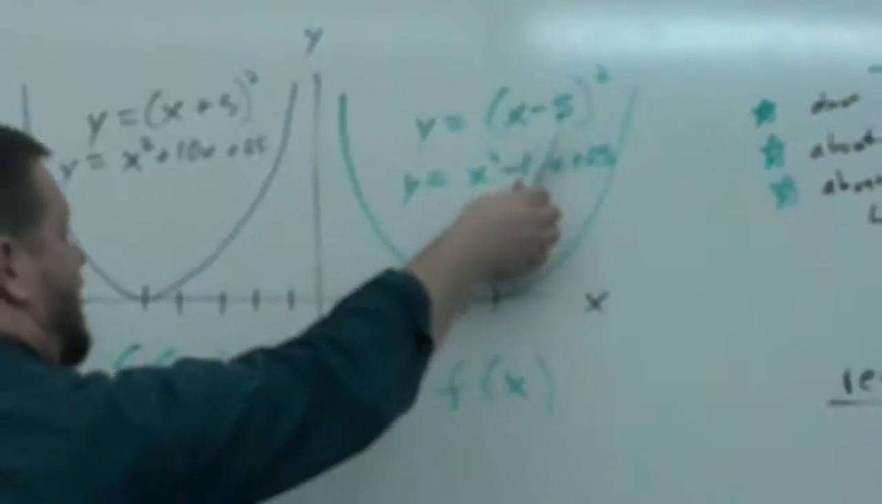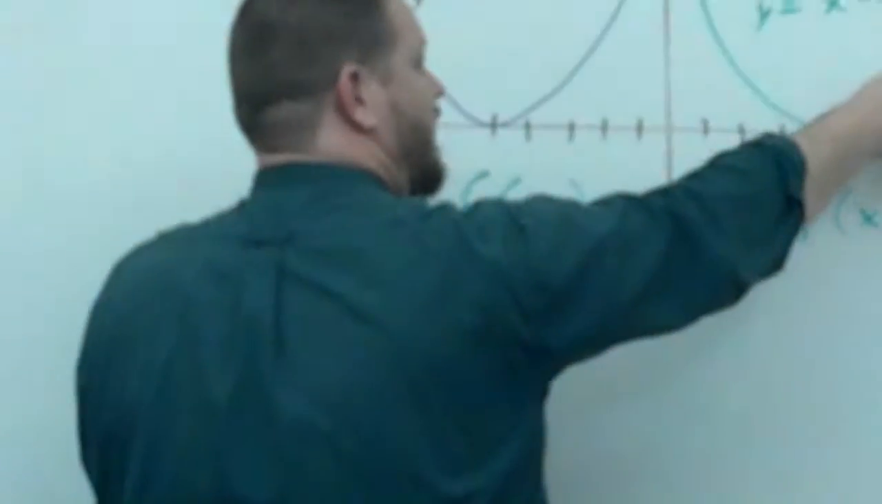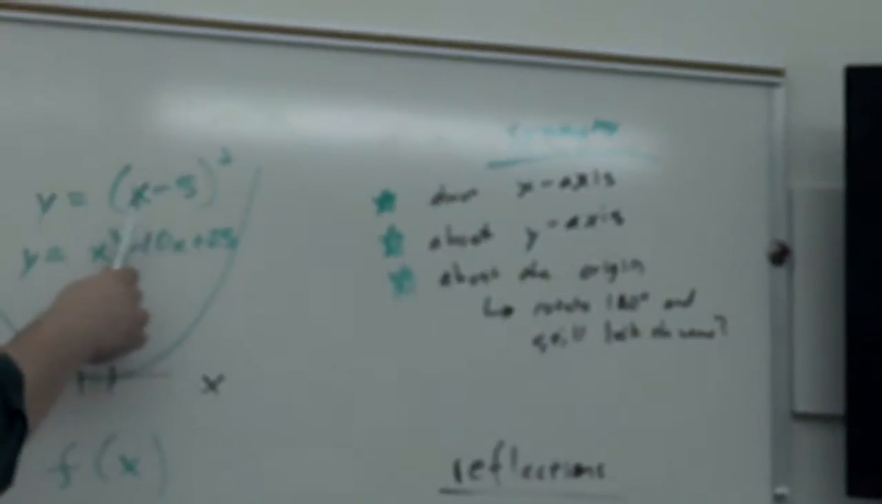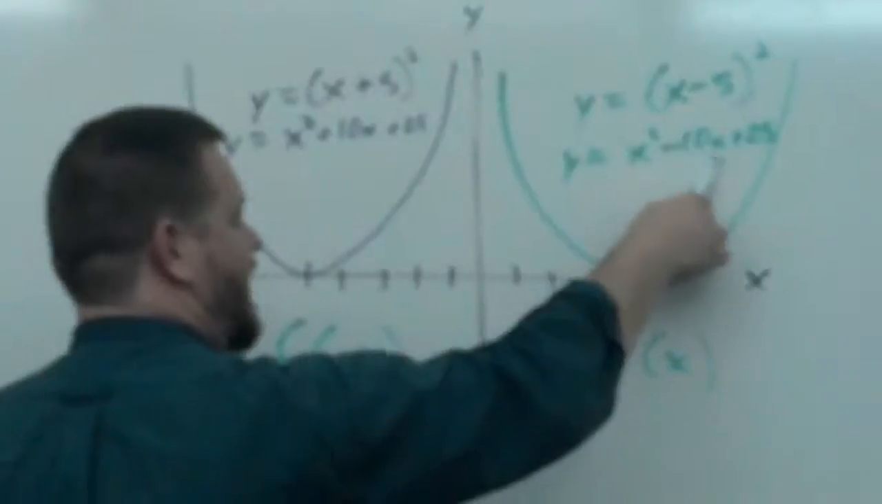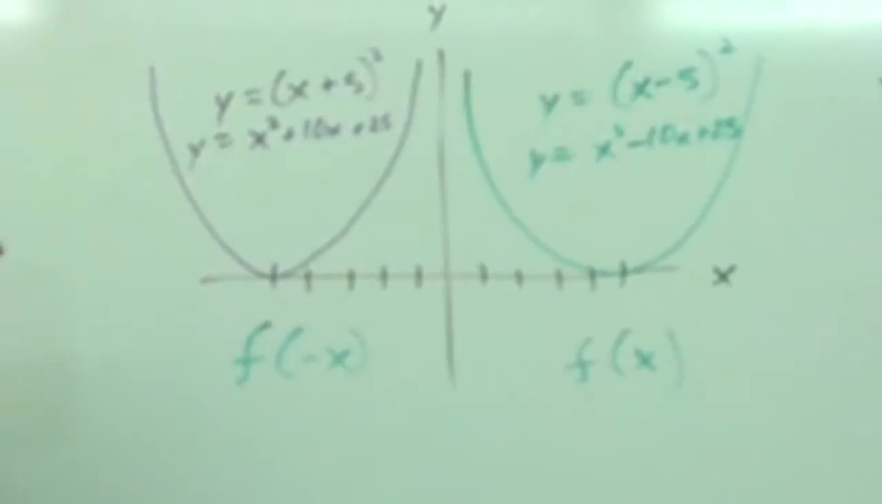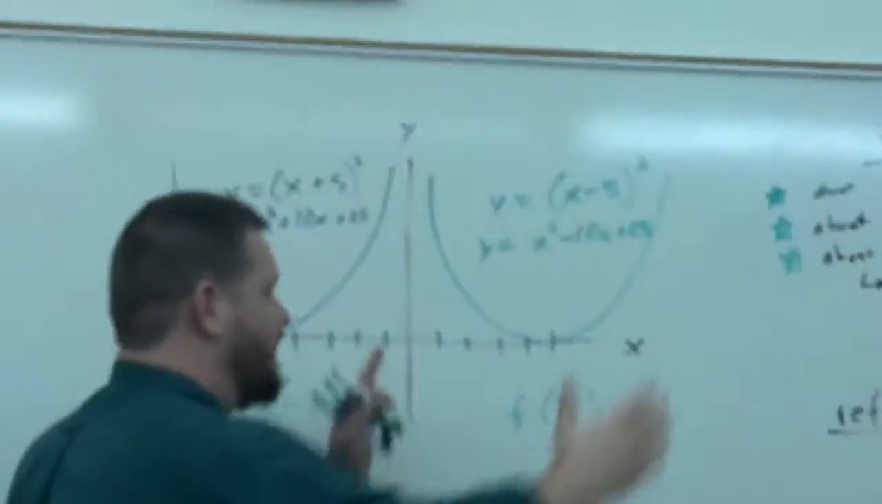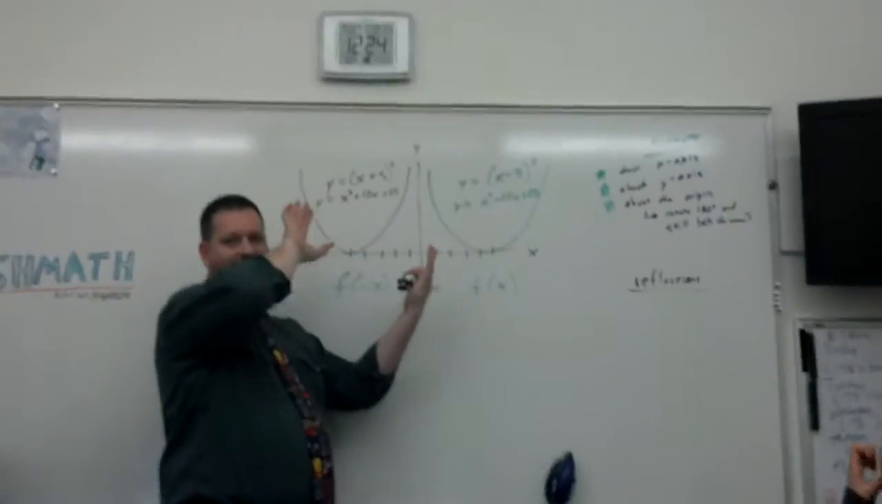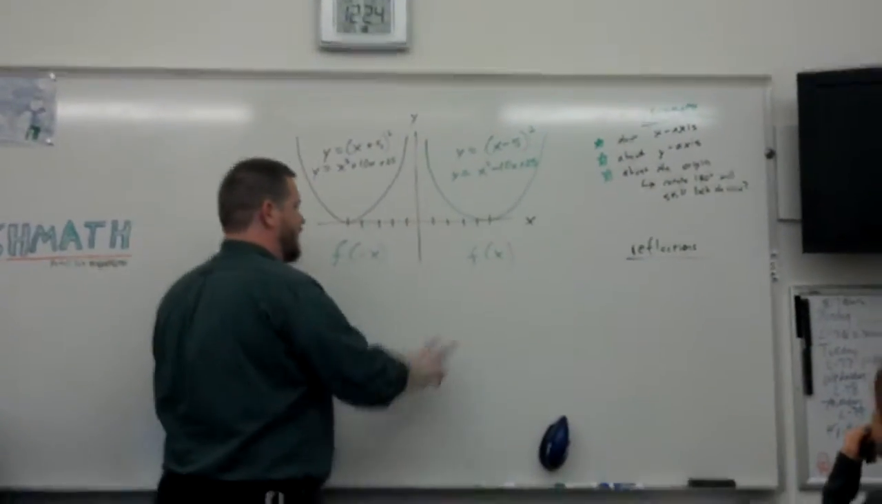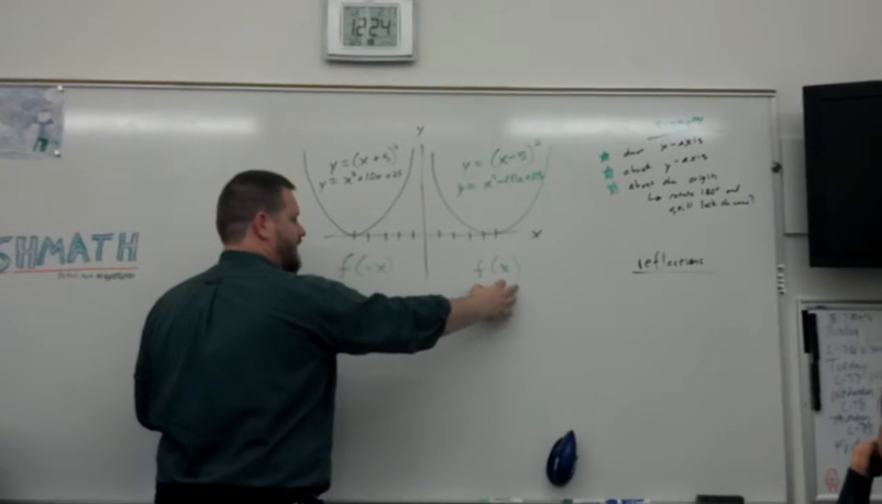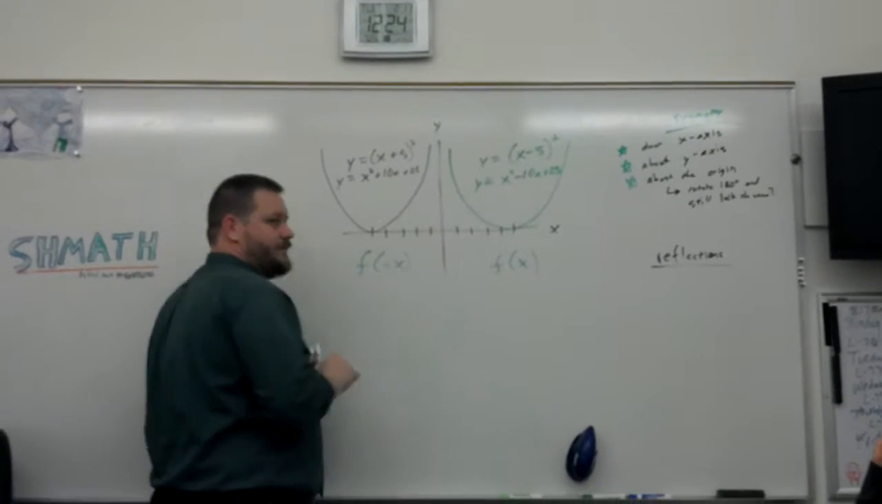If I plug in a negative x for the x, the 5 is not going to change. Neither will negative 5 squared. Instead of x, negative x, by the time we square it, it's still going to give us a positive x squared. But if I plug in a negative x, instead of minus 10x, I'm going to get plus 10x. The graphs have the same shape but are reflected about the y-axis. The only difference is the difference of f of x and f of negative x.